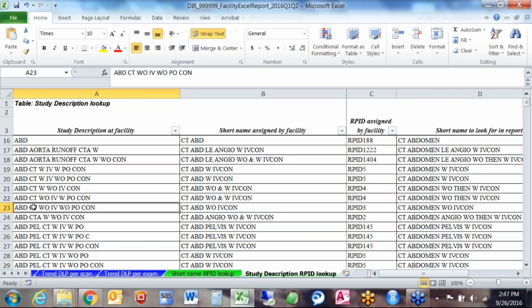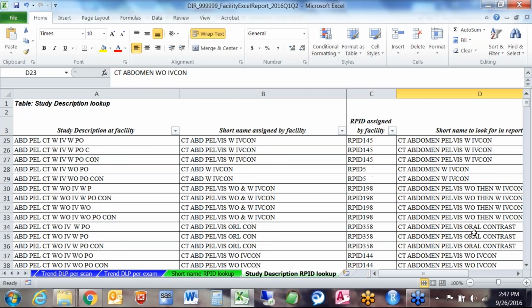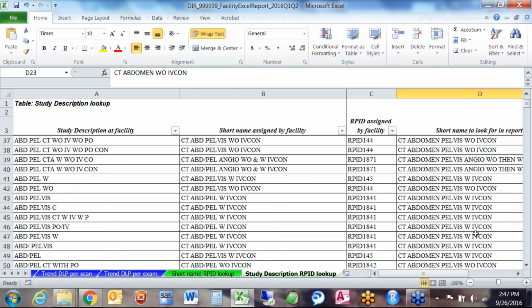You can see that for your facility, the study description was this one, and then you gave it the short name CT abdomen without IV con. You mapped it to RPID 3, and then that appeared under CT abdomen without IV con in our report. So that is a good way to track exams.